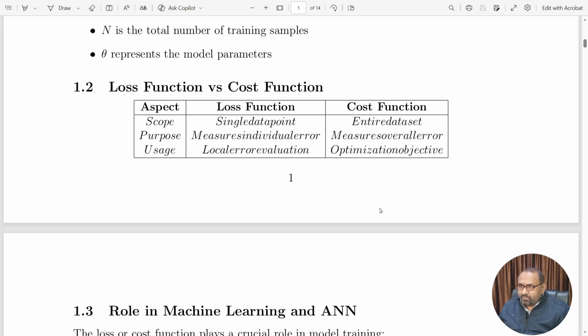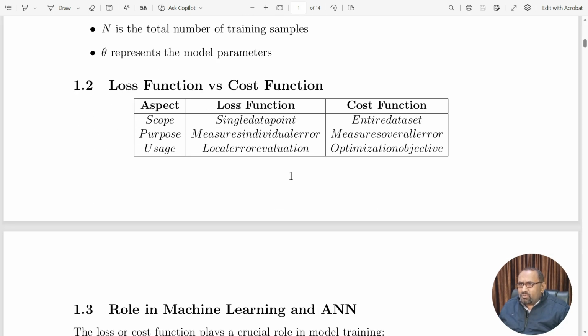Note this point: here we can compare the loss and cost function. The loss function is for a single data point and the cost function is for the entire data set. The purpose of the loss is to measure individual error, and the cost measures overall error. The loss is a local error evaluation, and the cost function is the optimization objective.